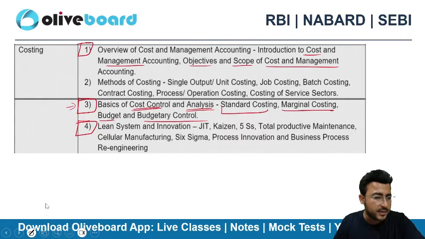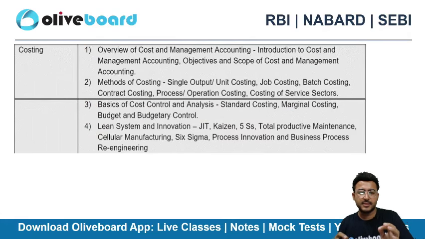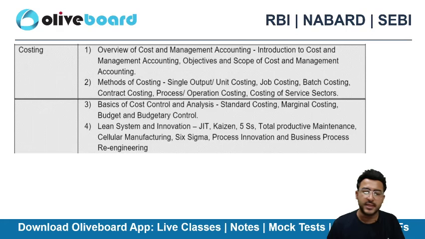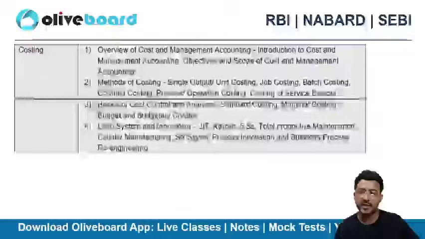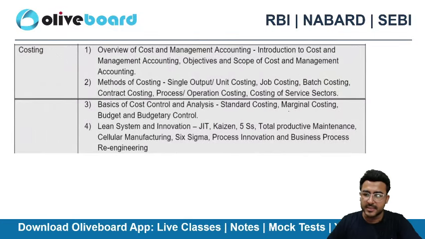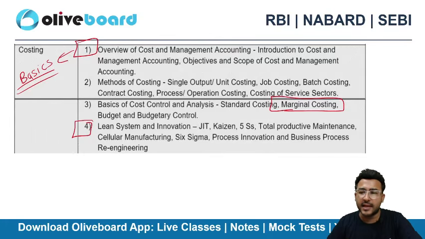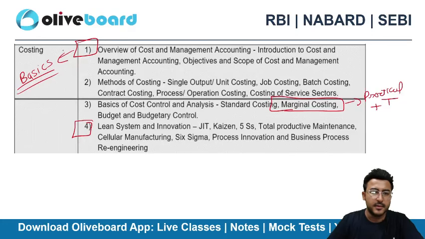So the strategy is quite simple. Please focus on fundamentals. The majority of the portion will be theory in nature. You'll get theory questions in the examination, and some practical questions can also be there. The most important chapters in your syllabus are marginal costing, lean system and innovation, and basics of costing. The first chapter is nothing but basics of costing. These three are the most important and core topics from your costing syllabus. This is a practical topic, practical plus theory. The rest, first and fourth, are completely theory.